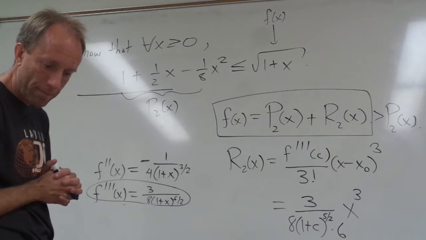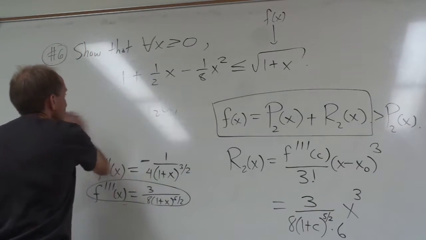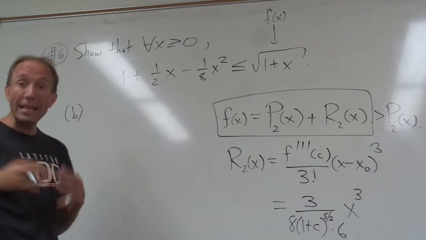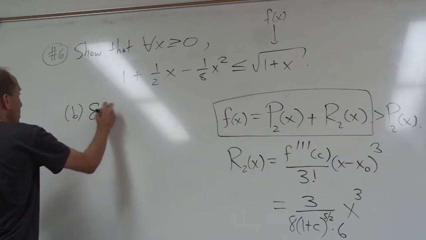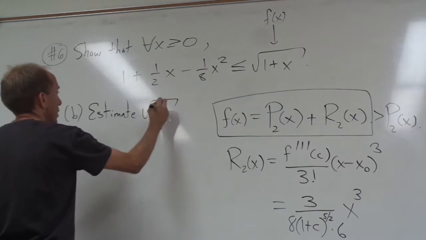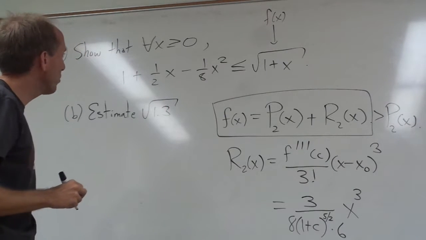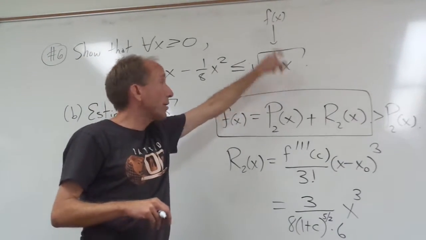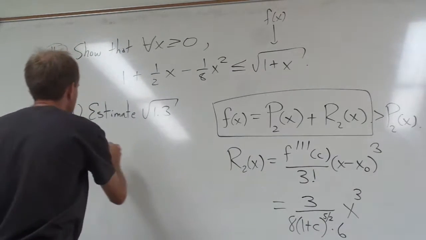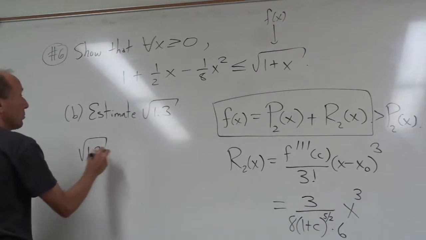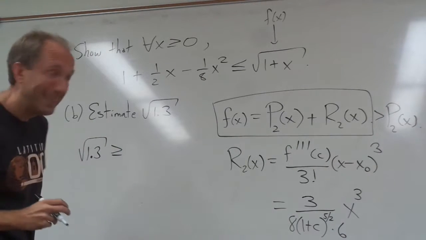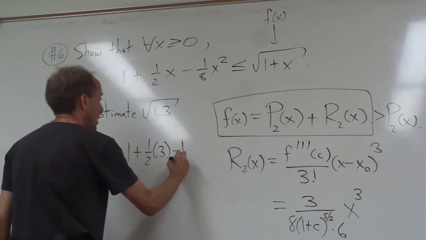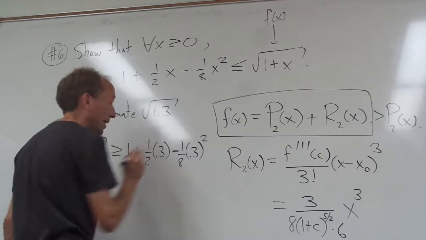Okay, great. Then the second part of the question, part B here, asks us to estimate the square root of 1.3. Well, of course, if I plug 0.3 in for x right here, then that's going to give us an estimate. So if I put in 0.3 for x, we see that the square root of 1.3 is greater than or equal to 1 plus 1/2 of 0.3 minus 1/8 of 0.3 squared, right?